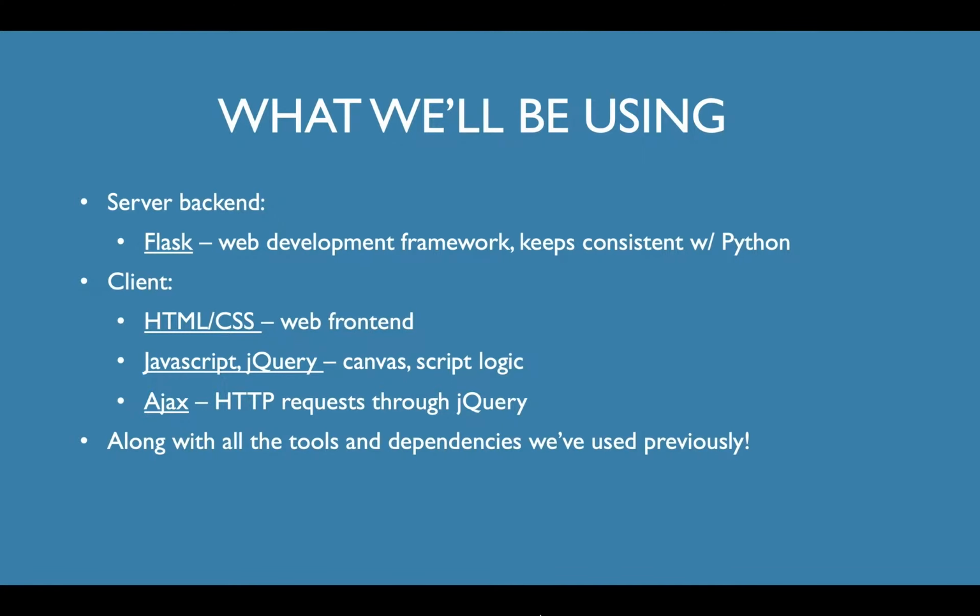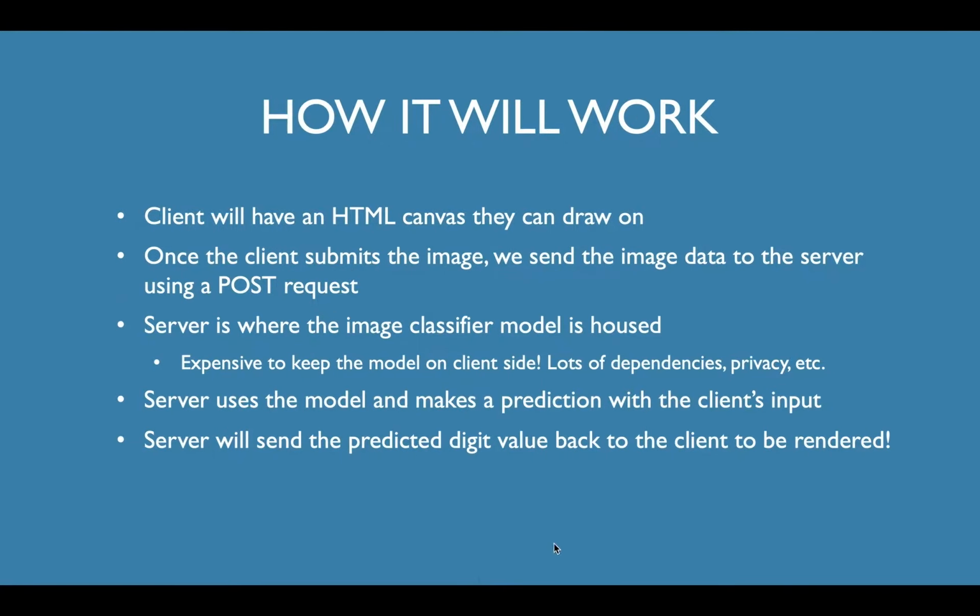So here's a general overview of how the program will work. So the client will have an HTML canvas they can draw on. And once the client submits the image, we're going to send that image data over to the server using a POST request. So the server is where the image classifier model is housed.